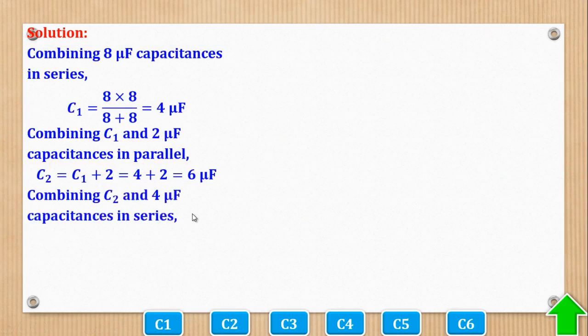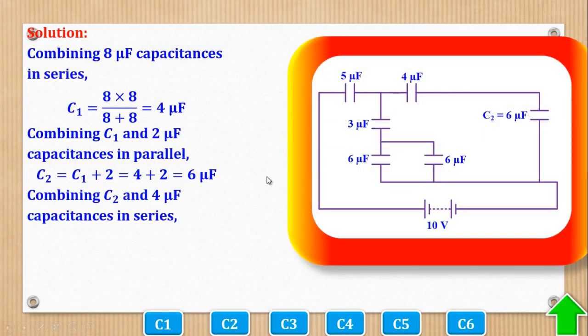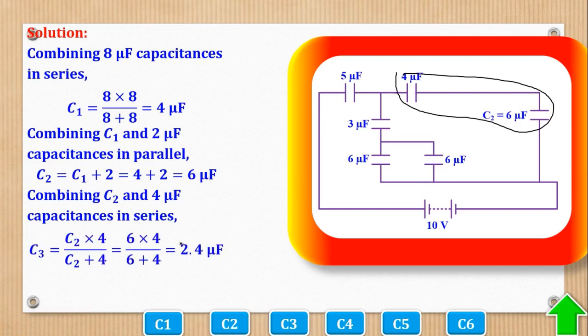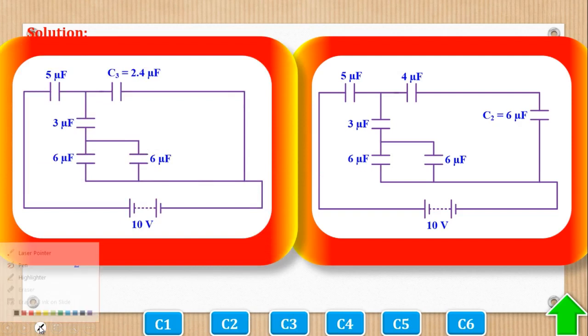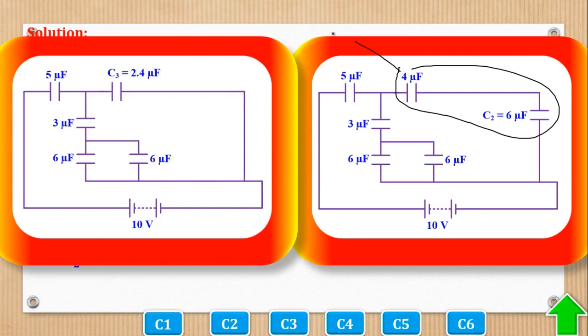After that, we are going to combine now C2 and the 4 microfarad in series. So this is C2 and this. So here we have this and this which are in series. When you combine them, we shall come up with C3, which is, so series, which is product over sum to give you 2.4 microfarad. So when I combine those two, it means I'll come up with a capacitance which is now 1. There were 2, these ones, but now we have combined them to give you one capacitance, which is that.